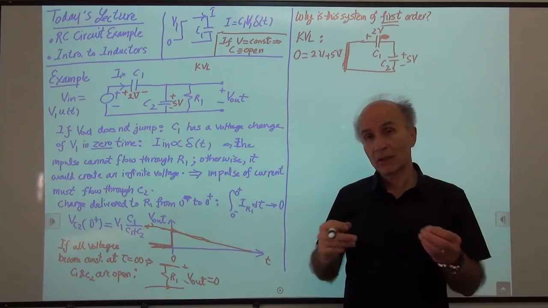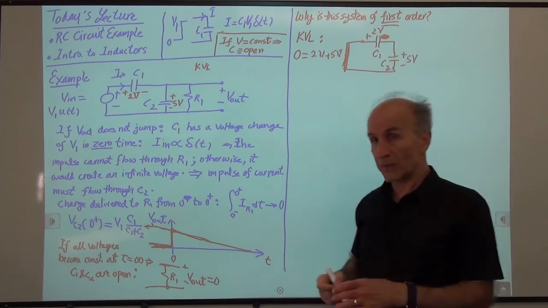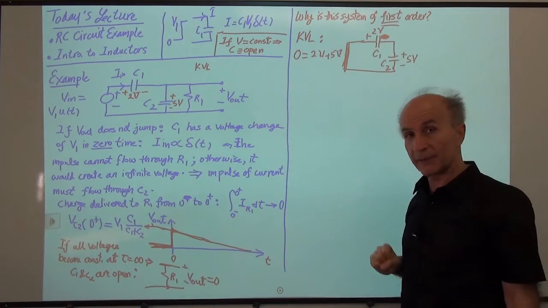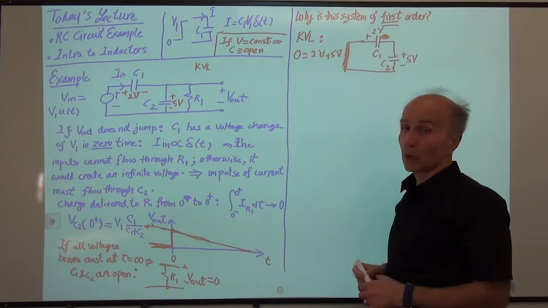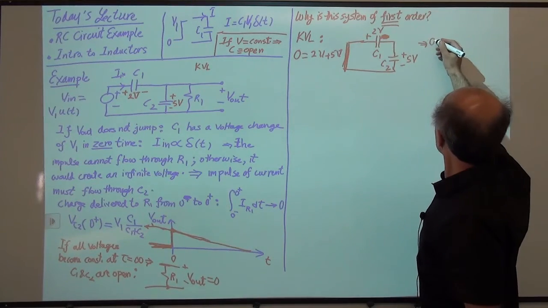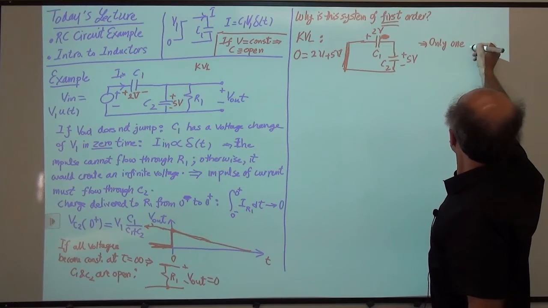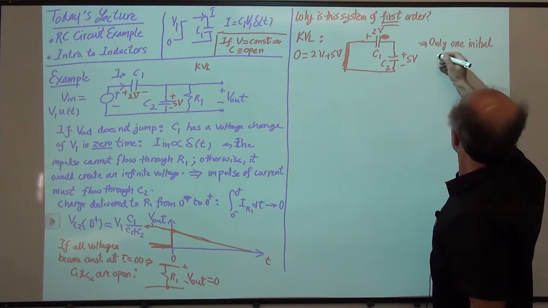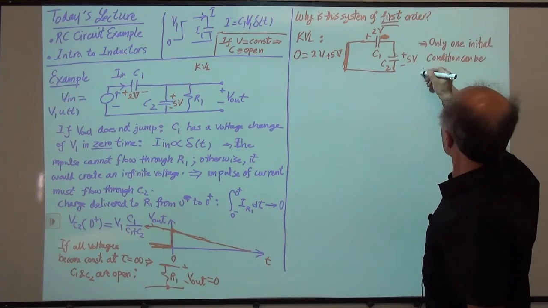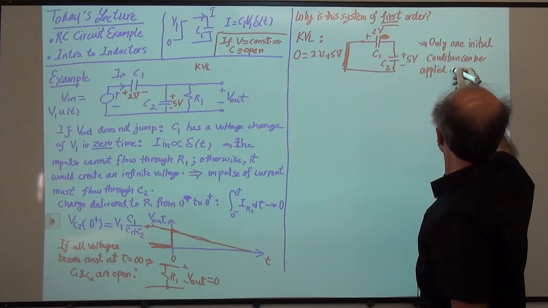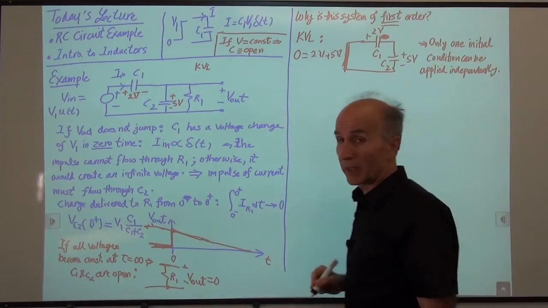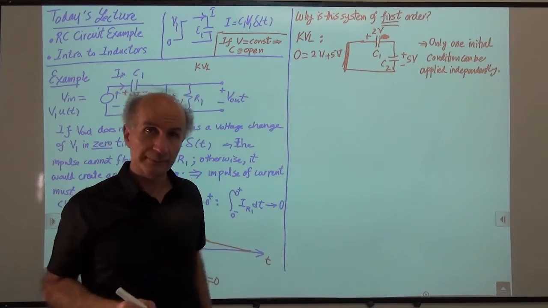So we cannot set the initial conditions of these two separately. In other words, as soon as I call this 2 volts, this has to be minus 2 volts. There's no other way because this plus this has to be 0, right? Okay, so we see that only one initial condition can be applied independently. And that's why the system is of first order.